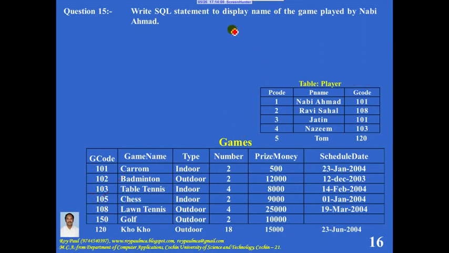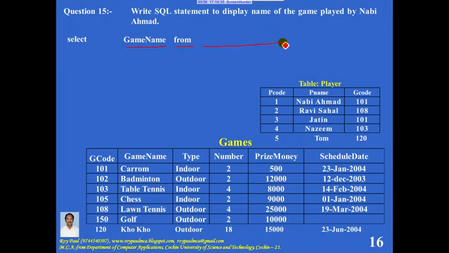So this problem contains multiple tables. So you can start answering like this. Display means select. What all should I display? Game name. Display the name of the game. So after select you can write game name. That is followed by the keyword from, that is followed by table name.